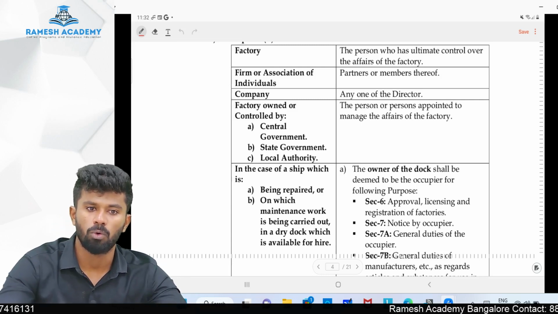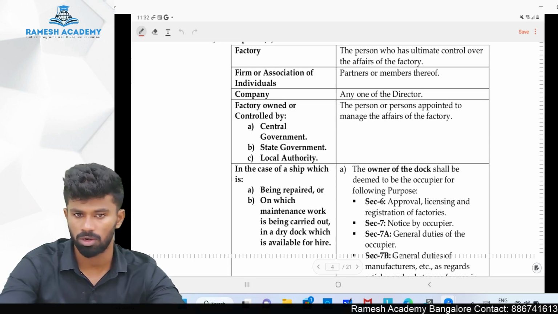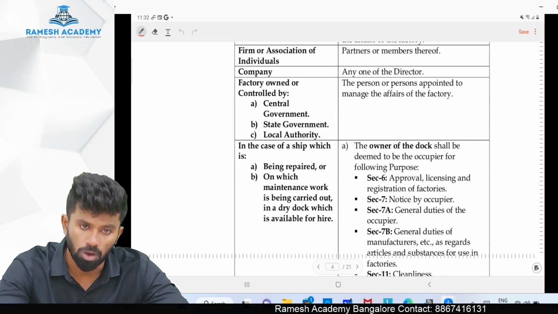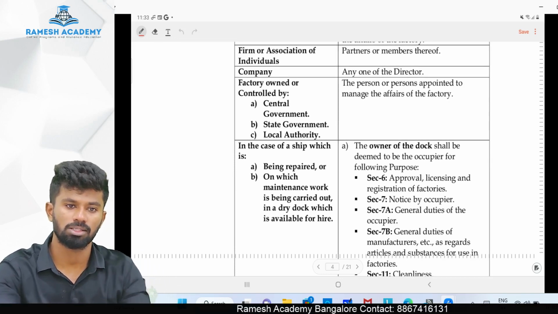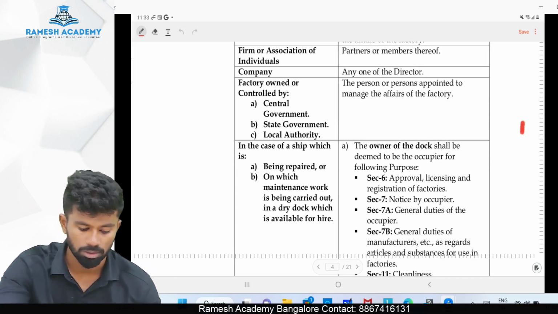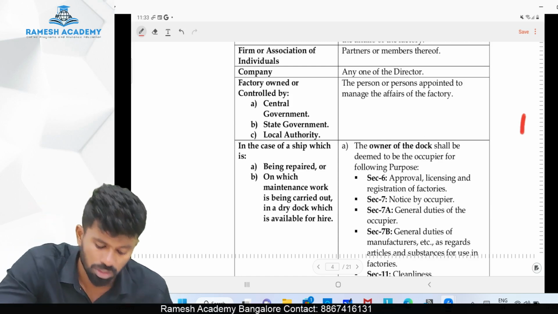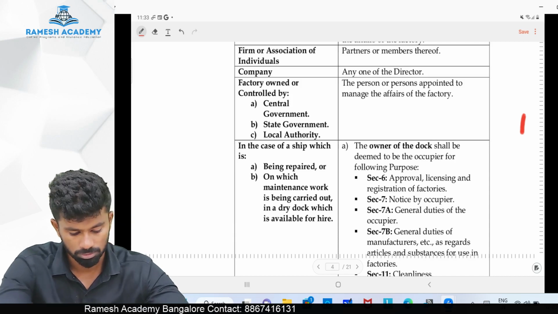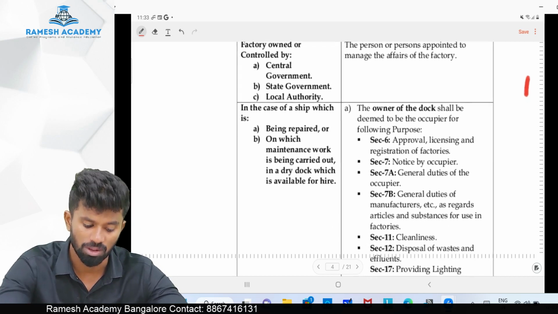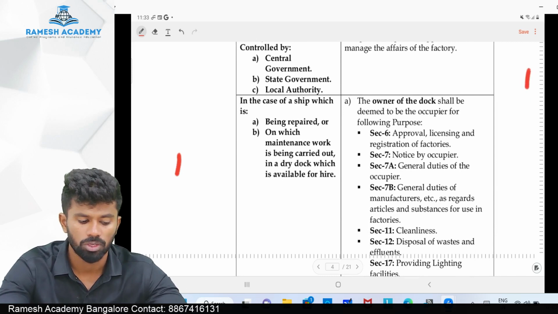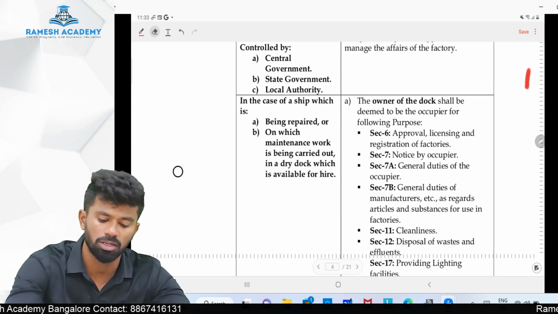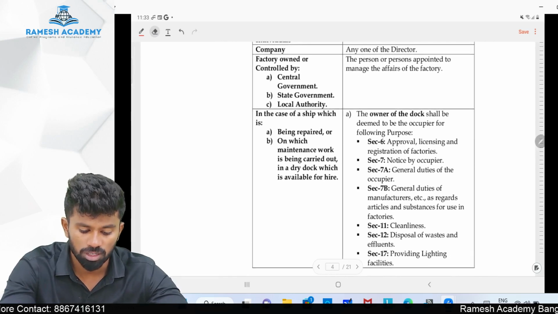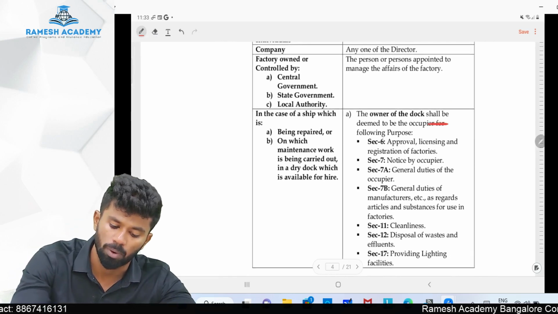If it is a factory owned by central or state government or local authorities, then the person or persons appointed to manage the affairs of the factory is considered as what? Considered as an occupier. In case of a ship which is being repaired, on which maintenance work is being carried out in a dry dock, which is available for hire. Hire means you can take it on rental basis and you can carry out the repair work. In that scenario, the owner of the dock shall be deemed to be the occupier for the following purposes.